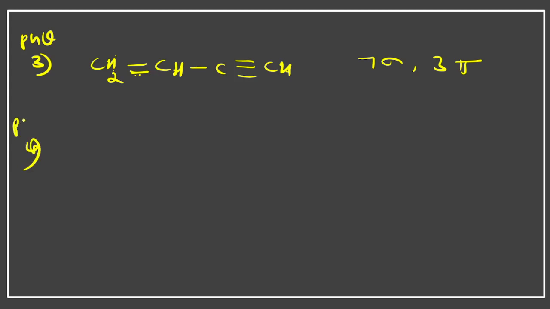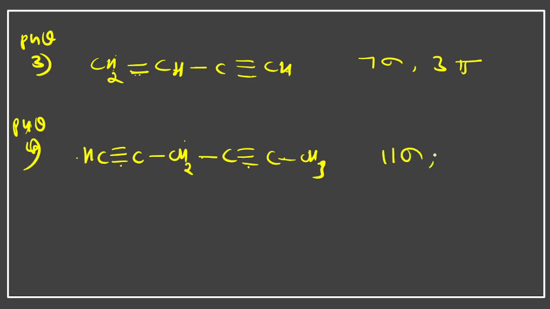Next question, also a previous question from Mains: HC triple bond CH2, C triple bond CH3. Count the sigma bonds: 3, 4, 5, 6, 7, 8, 9, 10, and 11. It has 11 sigma bonds and 4 pi bonds.